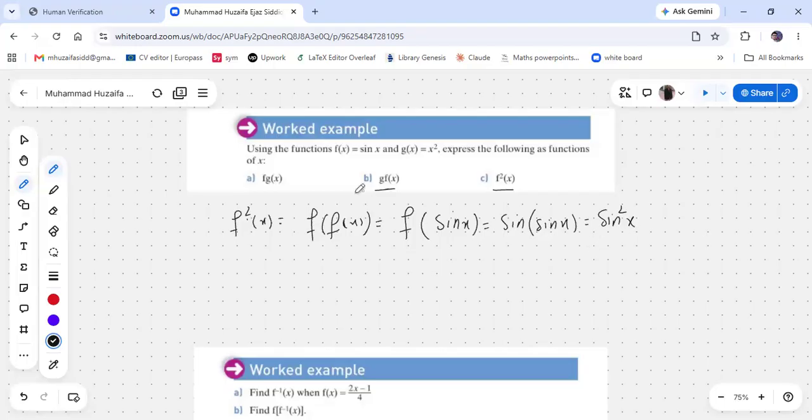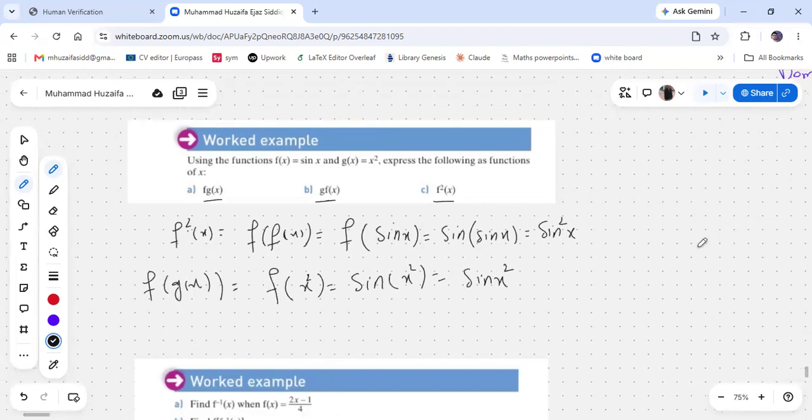Okay, got it? Yeah. So for f and g of x, f into g of x is what? G of x is equal to x square. So we replace x with x square in the sine of x. So this is sine of x square. Okay. Is there any confusion? No, sir, no confusion at all.